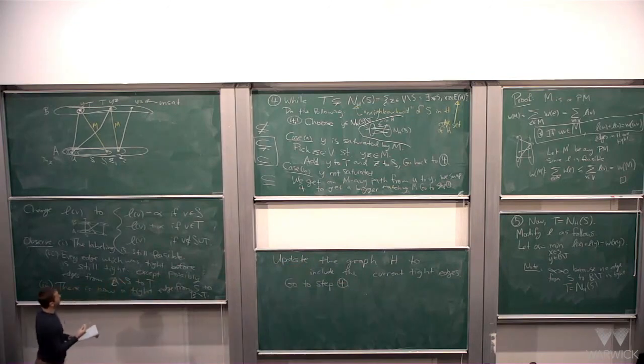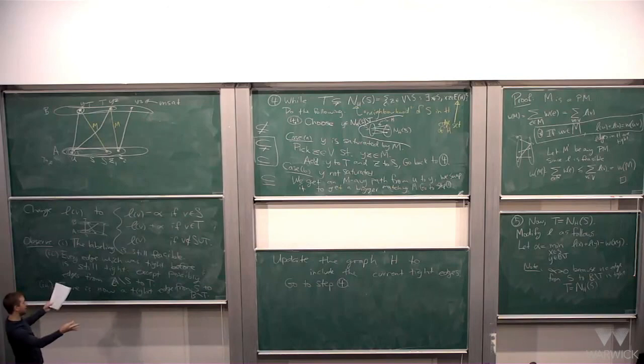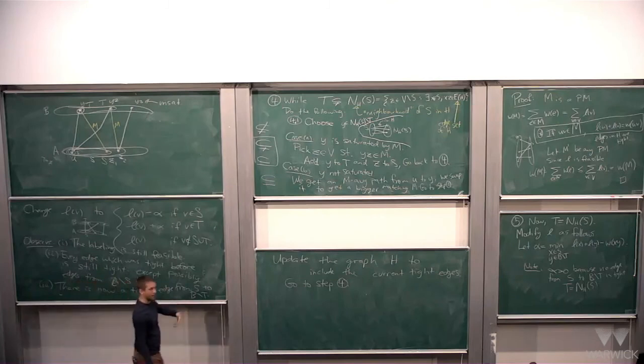Go back to step 4, where now it will be the case that the neighborhood of S is bigger than T, or it strictly contains T, because we have this new tight edge. And then we go through this process again and try to find an augmenting path, and so on and so forth.